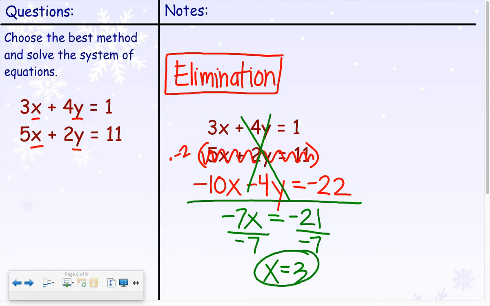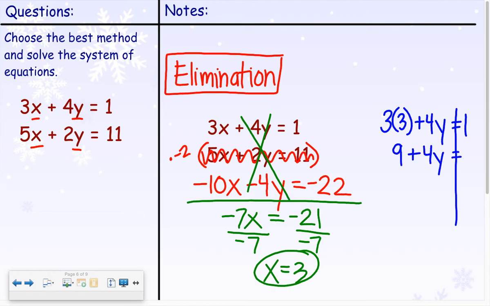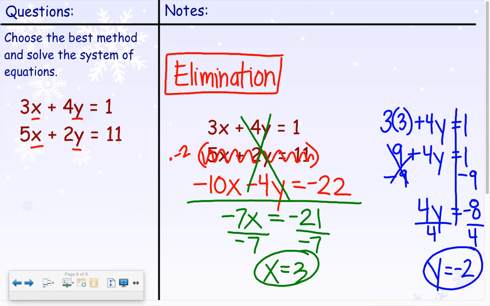Take 3 and plug it into my top equation for x. So 3 times 3 plus 4y equals 1. 9 plus 4y equals 1, minus 9 on both sides. Divide both sides by 4, and I have y equals negative 2. So my solution to my system is 3 comma negative 2.